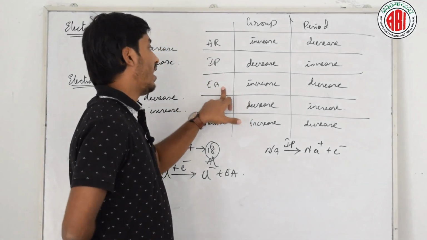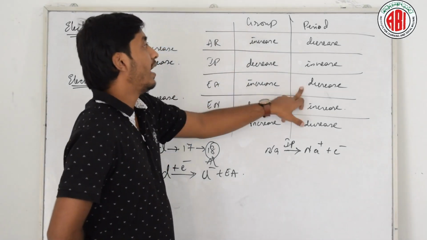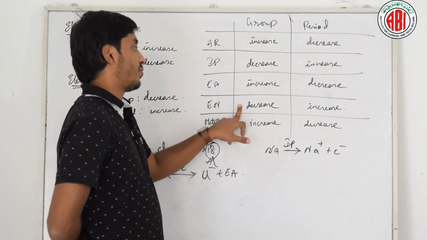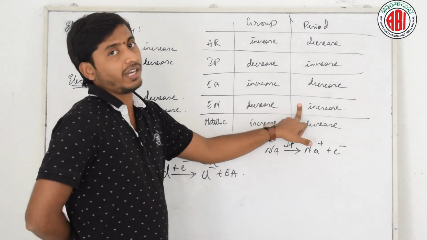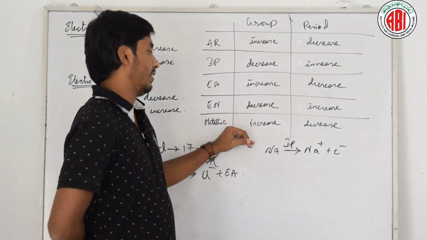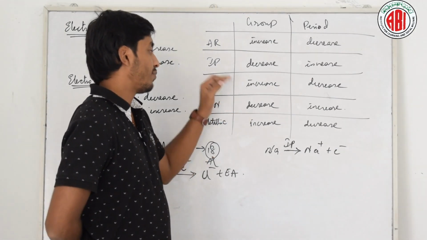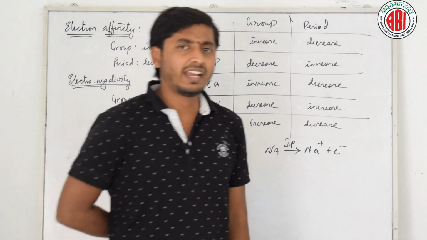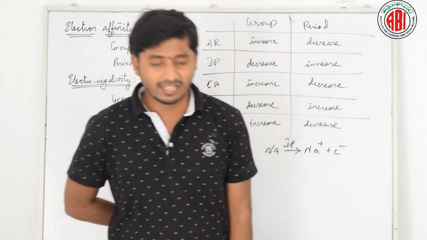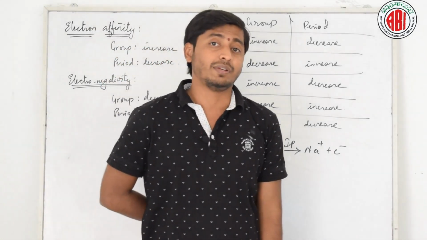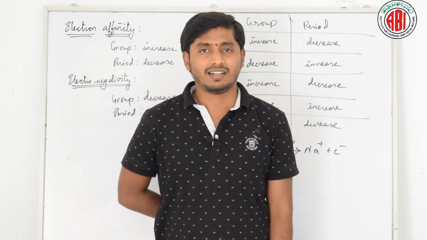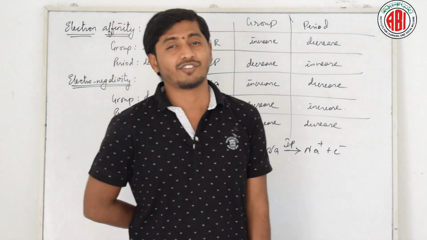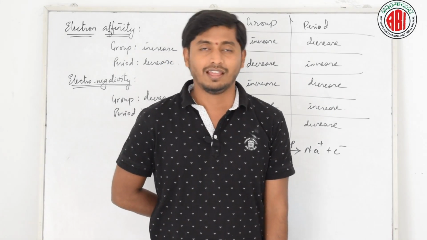Fine. When it comes to EA, it increases from top to bottom in a group and decreases from left to right in a period. Electronegativity also decreases from top to bottom in a group and increases from left to right in a period. Obviously, we know that metallic nature increases from top to bottom in a group and decreases from left to right in a period, right? Did you understand? These are the basic things of periodic table. Okay, let us discuss few definitions such as diagonal relationship, Lanthanide contraction, anomalous behavior kind of thing. Okay, let's see now.